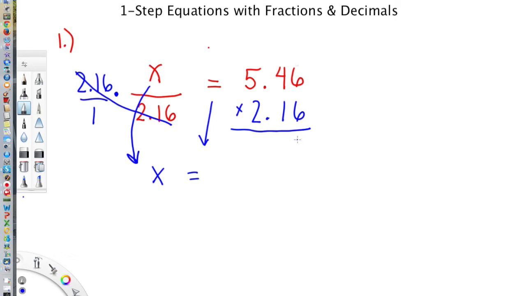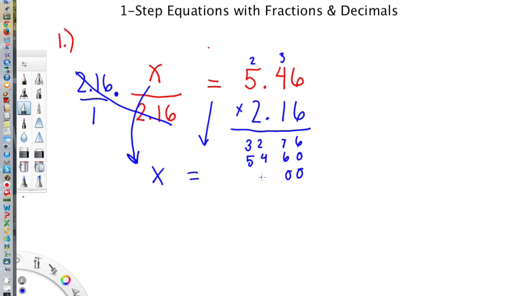Well, 6 times 6 is 36. Carry the 3. 6 times 4 is 24, plus the 3 is 27. 6 times 5 is 30, plus the 2 is 32. Then we put a 0 here in our placeholder. 1 times 6 is 6. 1 times 4 is 4. 1 times 5 is 5. And 1 times, yeah, that's it. Okay? And then we put 2 zeros down as placeholders.